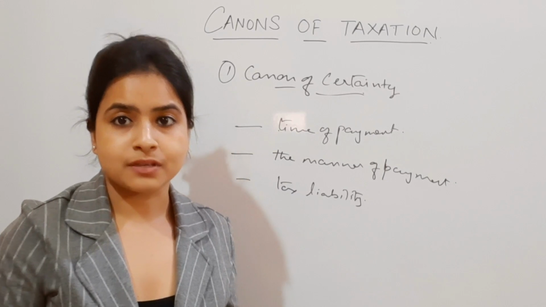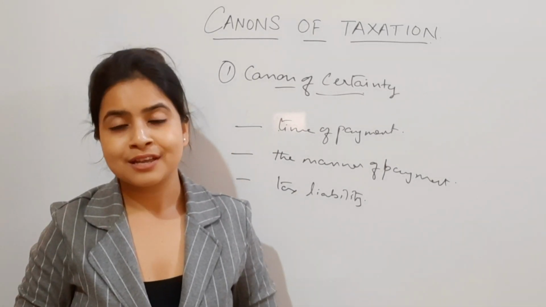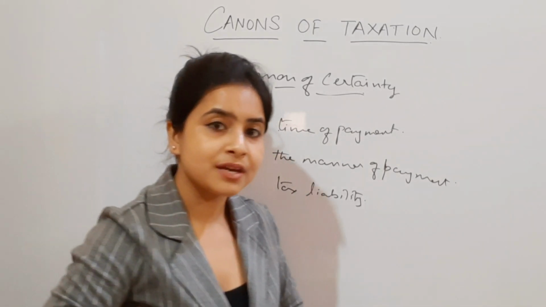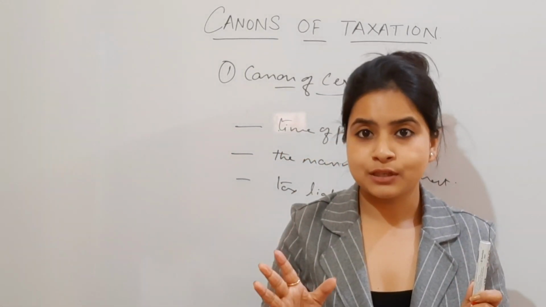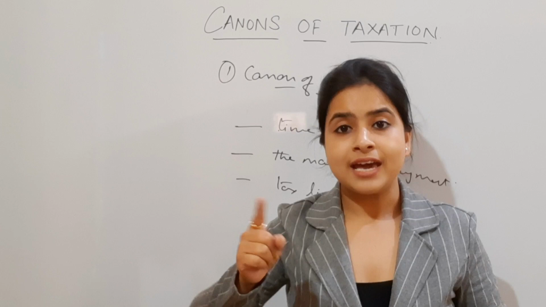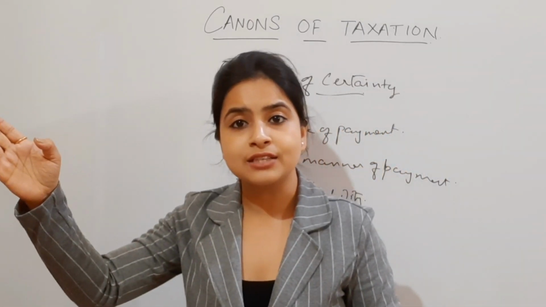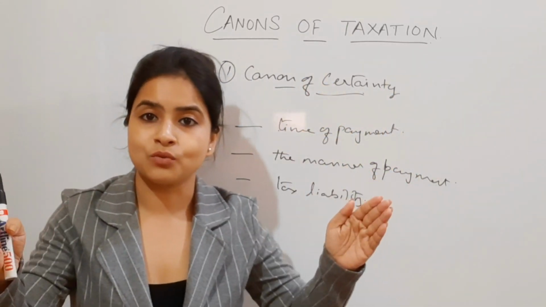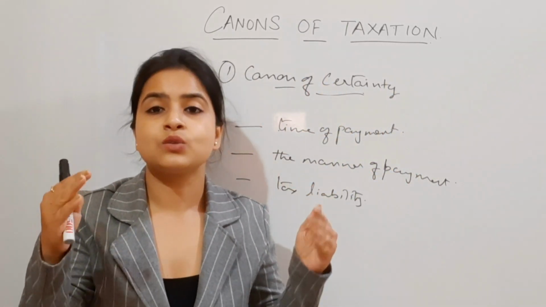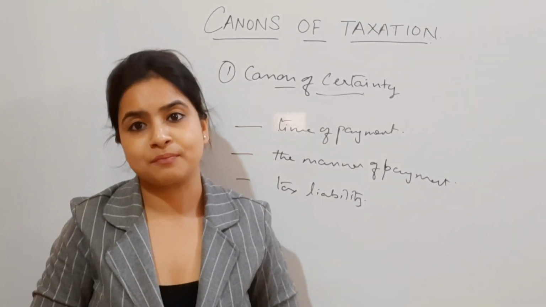Not only to the taxpayer, but also to the government. For example, not only to the taxpayer, the when, how and where should be clear. That means the tax liability should be clear, but it's also the duty of the government agency to give out with certainty the amount of revenue that the government is willing to collect in a given period of time.